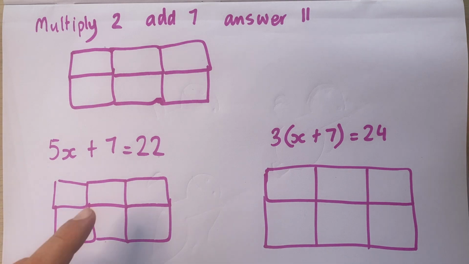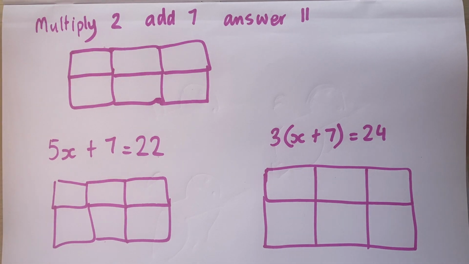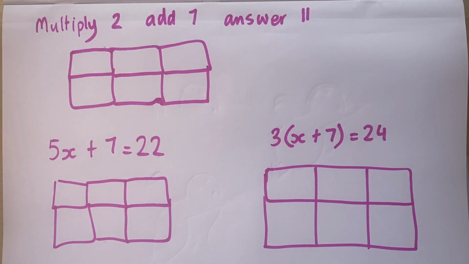So here are the first questions in your work today. You might notice instead of just having one set of flowchart boxes, we have two. And what we're going to do is go forward and then go back to find out what the unknown is. So what does that mean? Let's take the first one here. It's a worded problem. It says multiply 2, add 7, and the answer is 11.